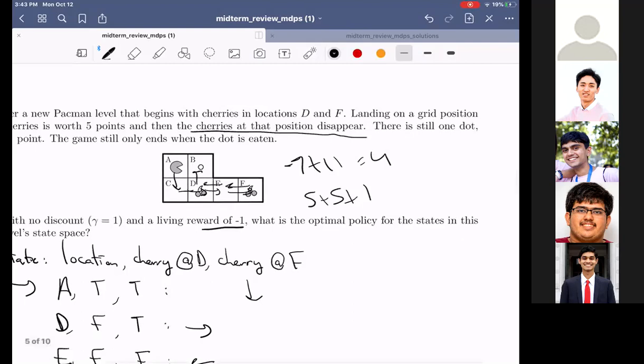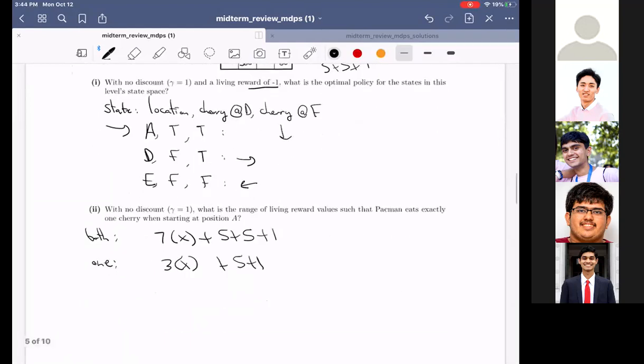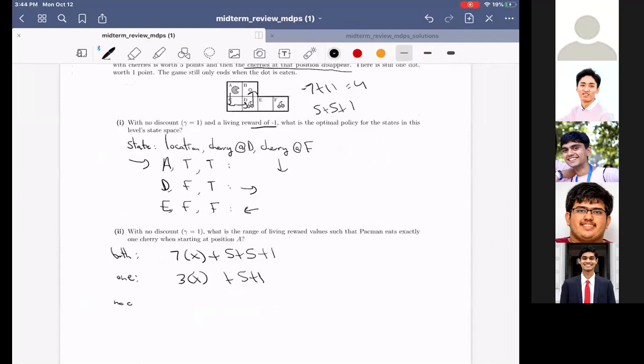And the amount of points that you get are going to be 7 times the living reward, let's call it X, plus 5 plus 5 plus 1. Okay, that's one option. So this is both cherries. For one cherry, the reward is 3 total steps, which is 3 times the living reward, plus 5 plus 1, 1 cherry and 1 dot. Finally, for no cherries, the reward is 1 times the living reward plus 1.